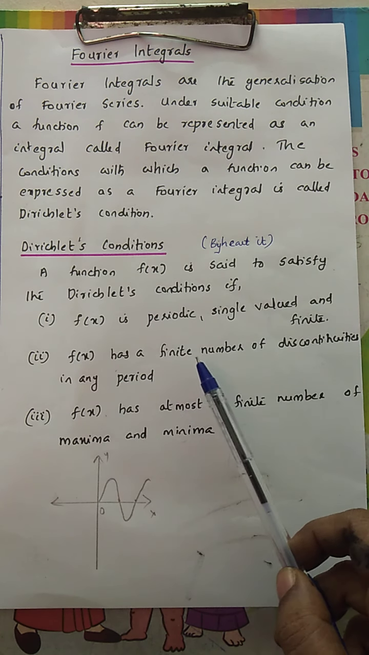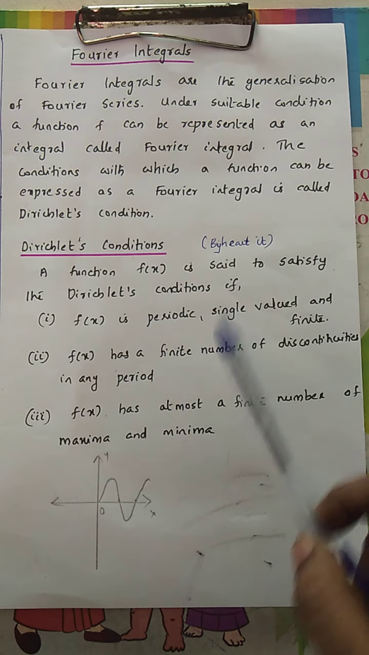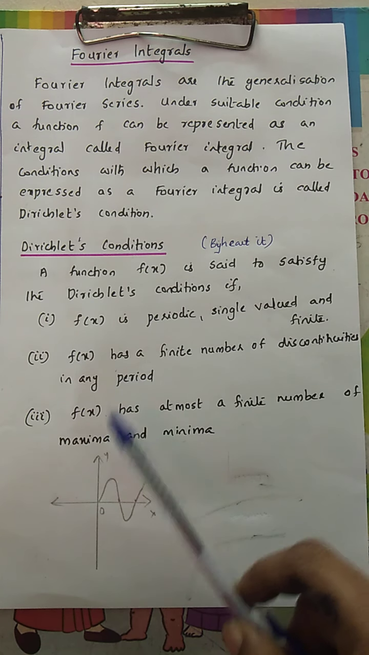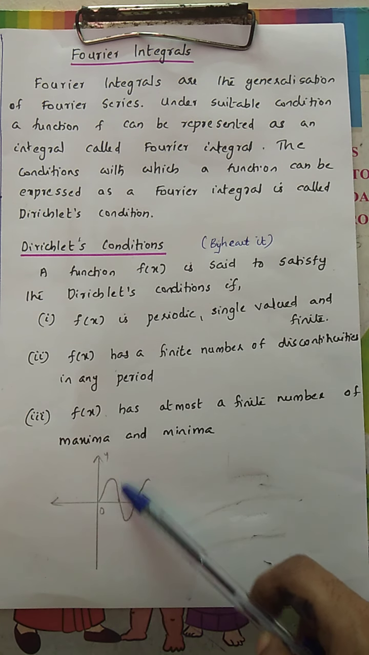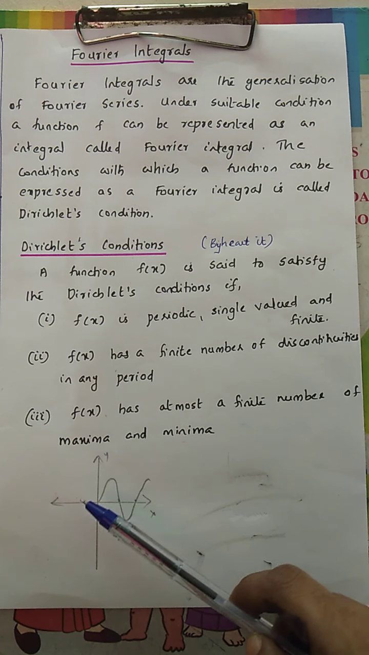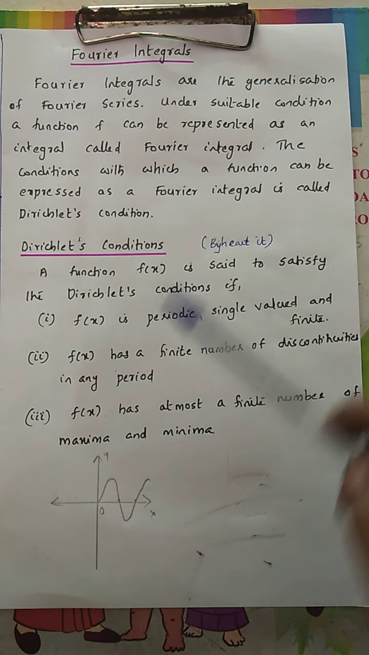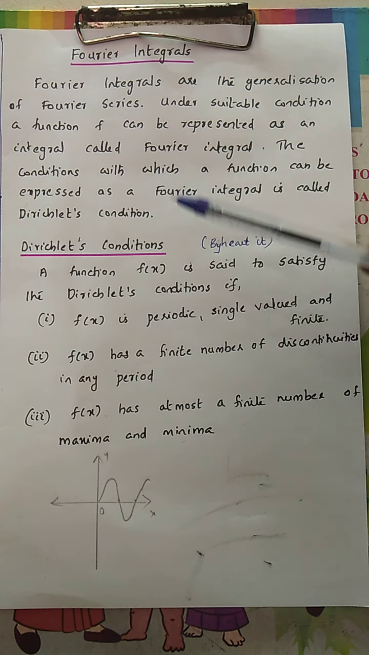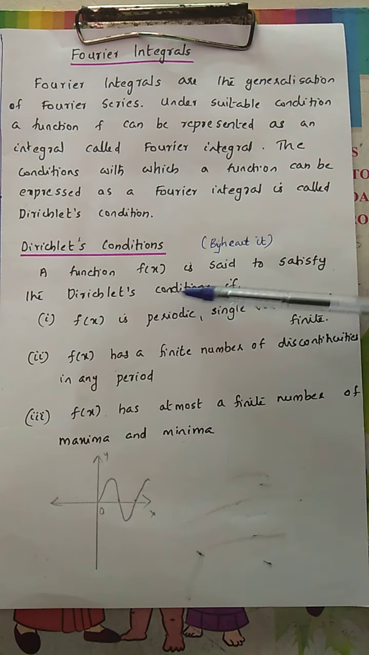Second, it has a finite number of discontinuities in any period. That is, it has a finite number of breaks in the graph you can see in a particular interval. Third, it has at most a finite number of maxima and minima. That is, when you take a sine function, there will be a finite number of maximum and minimum points in a particular interval. So, these are the three conditions to be satisfied by a function to express it as a Fourier integral. We are not going deep into these conditions. You just have to learn these 3 points by heart.